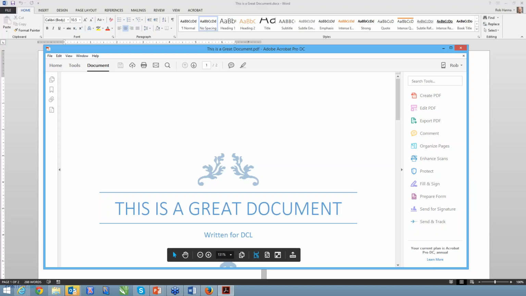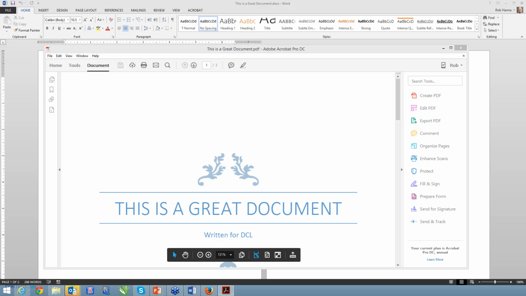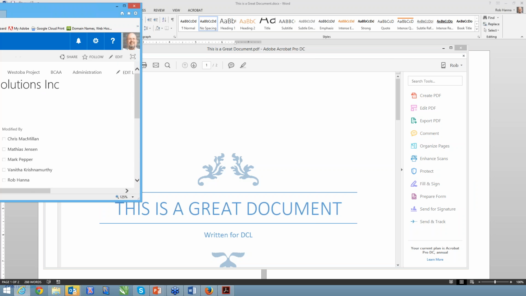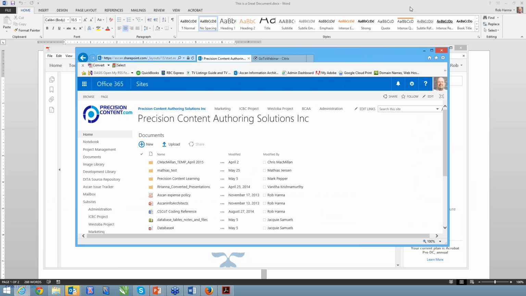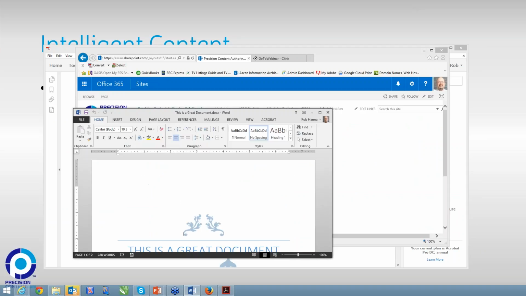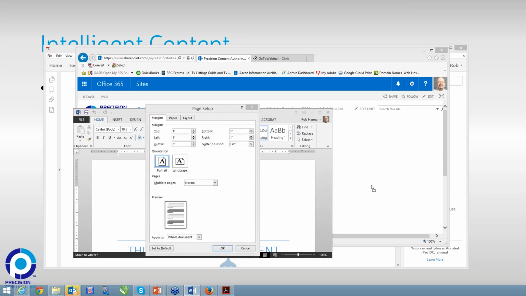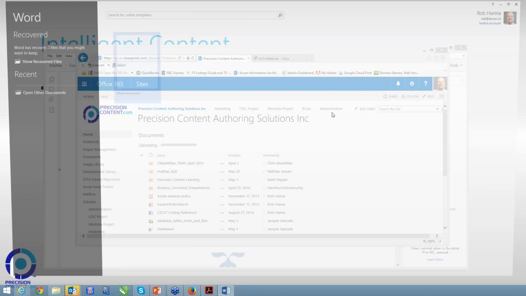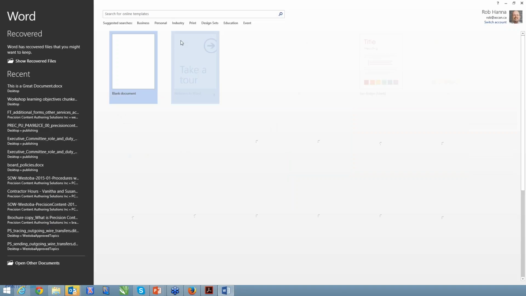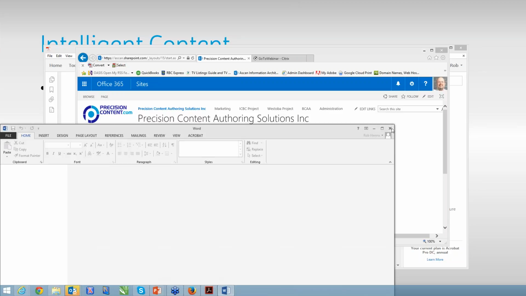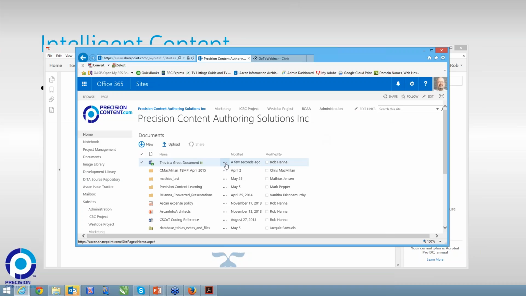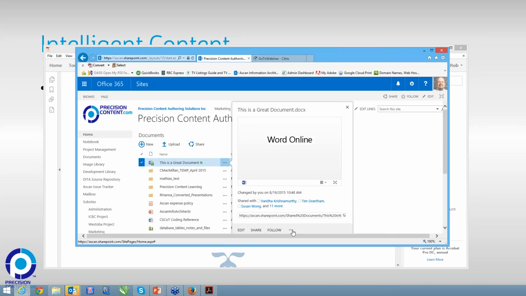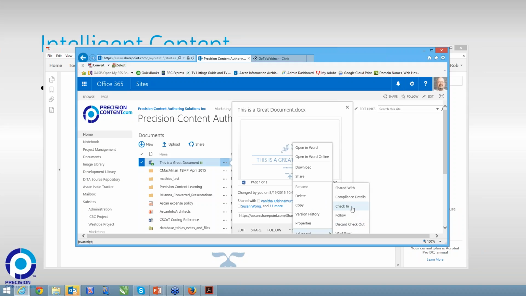So now what we're going to do is take our content and push it up to SharePoint. Oops. Oh, stop that. Sorry. I love live demonstrations. All right. Okay, so this is a great document. Got pulled up. That's great. That's what I wanted to see. I just have to check it in.